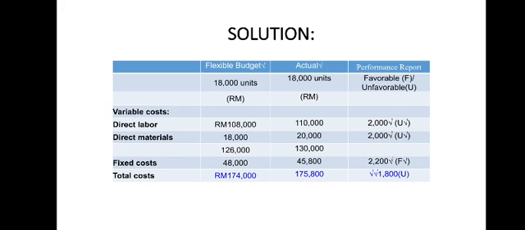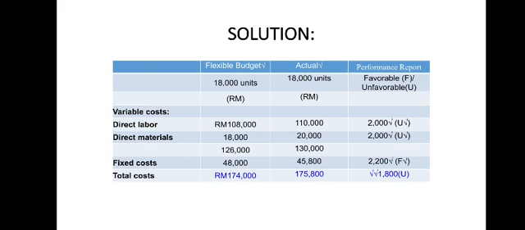So in the performance report, you have to write the difference first. How much is the difference between the actual and the flexible budget data? The difference is 2,000. And then you have to show whether the situation is favorable or unfavorable. In this sample question, the situation for the direct labor cost is unfavorable because the actual cost is higher than the budgeted cost.